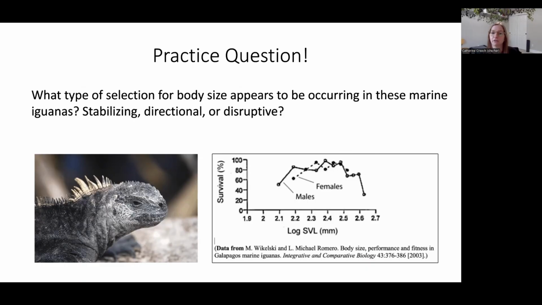What type of selection for body size appears to be occurring in these marine iguanas? Is it stabilizing, directional, or disruptive? It is stabilizing because the highest numbers are in the center of the body length. The smaller individuals and the bigger individuals have lower survival percents.